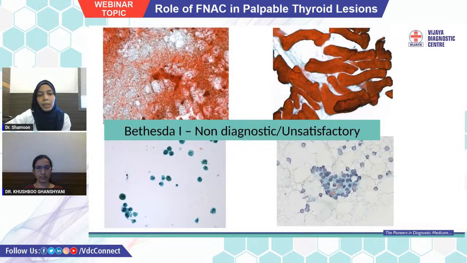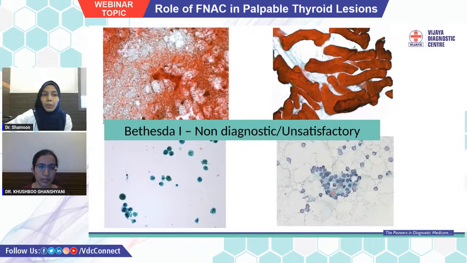The first one here is showing the follicular cells which are obscured by hemorrhagic background. So here the diagnosis is not possible. We categorize it under category 1. The second image here is showing, again, aggregation of skeletal muscle fibers only, and there are no follicular cells. Again, this falls under category 1.